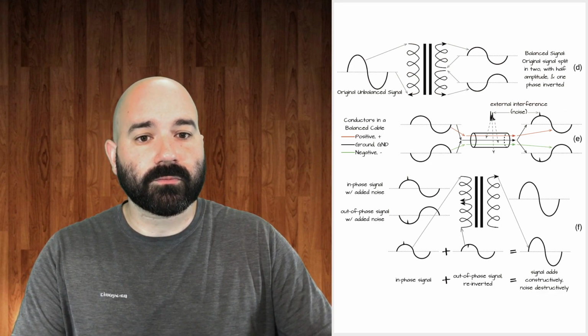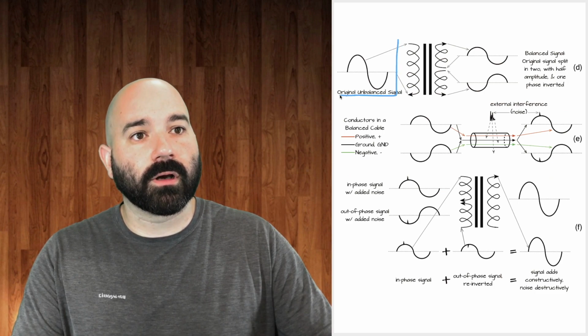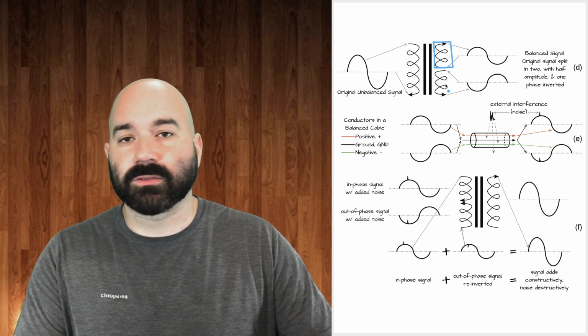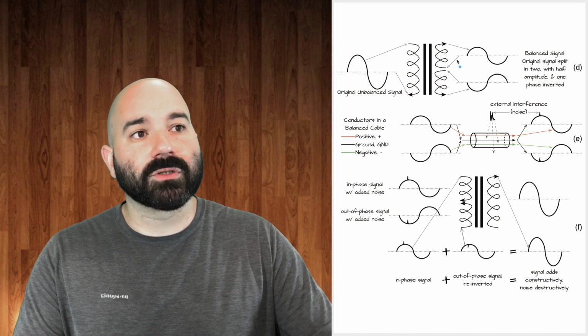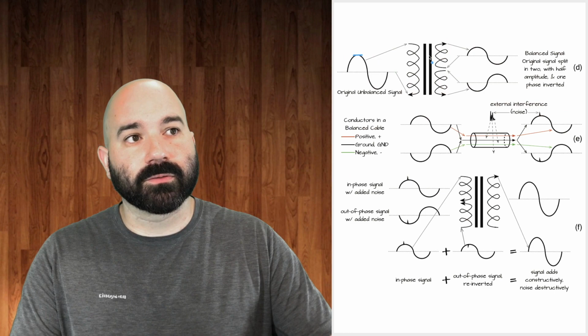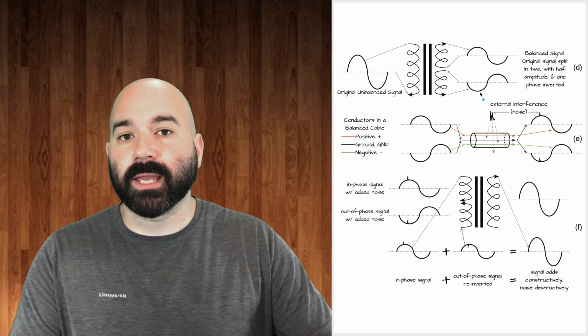We have our original unbalanced signal that's going to go through a transformer. And on the other end, we have 2 separate coils of wire, and these coils are going in opposite directions from each other. So we will have 2 signals being outputted, both half the original amplitude, one of which will be in phase and the other will be out of phase.